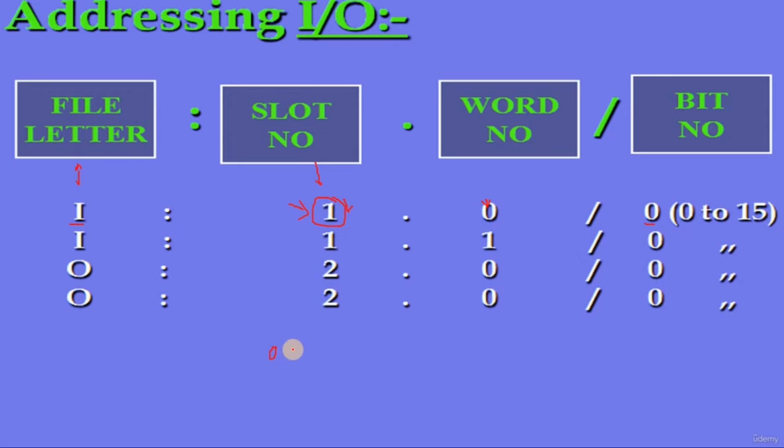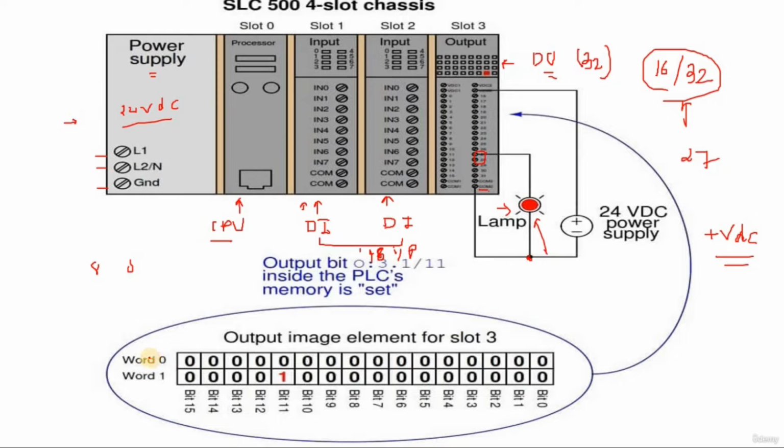Word 0 means it contains a total of 16 bits. Word 0, total 16 bits, and in the software you can observe 0 to 15. It means that in word 0 we have a provision to provide addresses for 16 different inputs. For example, here you have connected one switch to terminal number 0.